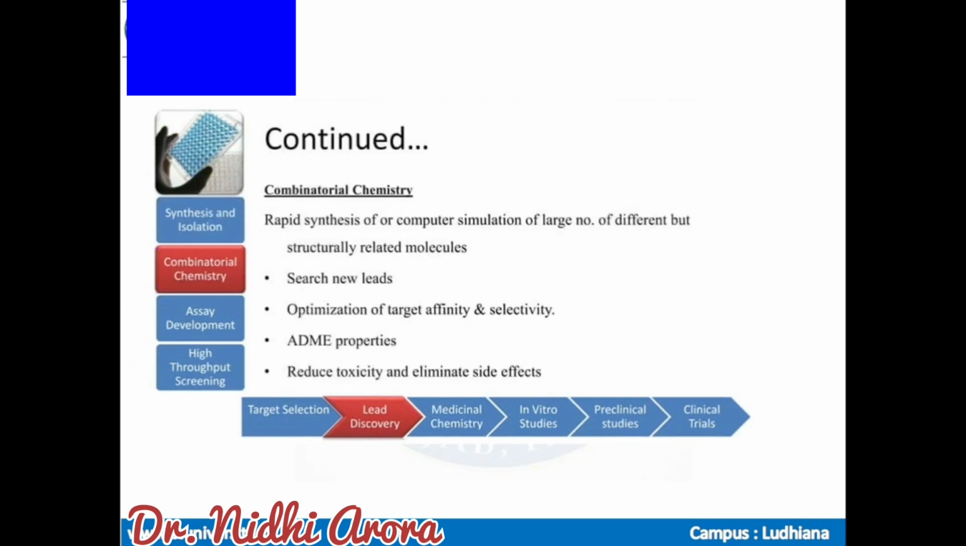Then combinatorial chemistry. It is a rapid synthesis or computer simulation of a large number of different but structurally related molecules in which we search for a new lead, and optimization of target affinity and selectivity, as well as ADME properties. ADME is basically absorption, distribution, metabolism, and excretion properties, to reduce toxicity and eliminate the side effects.